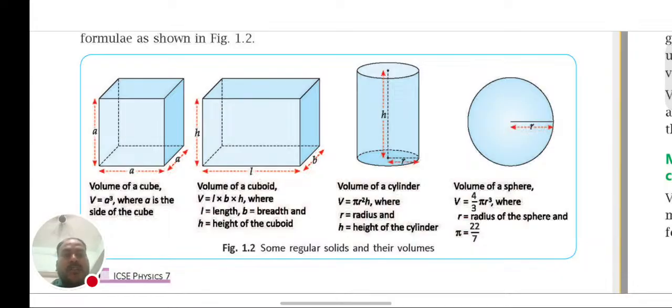Here r is the radius and h is the height of the cylinder. Now the next one, volume of a sphere. For finding the volume of a sphere, we are using the formula V equal to 4 upon 3 pi r cube, where r is the radius and pi value we are considering as 22 upon 7.